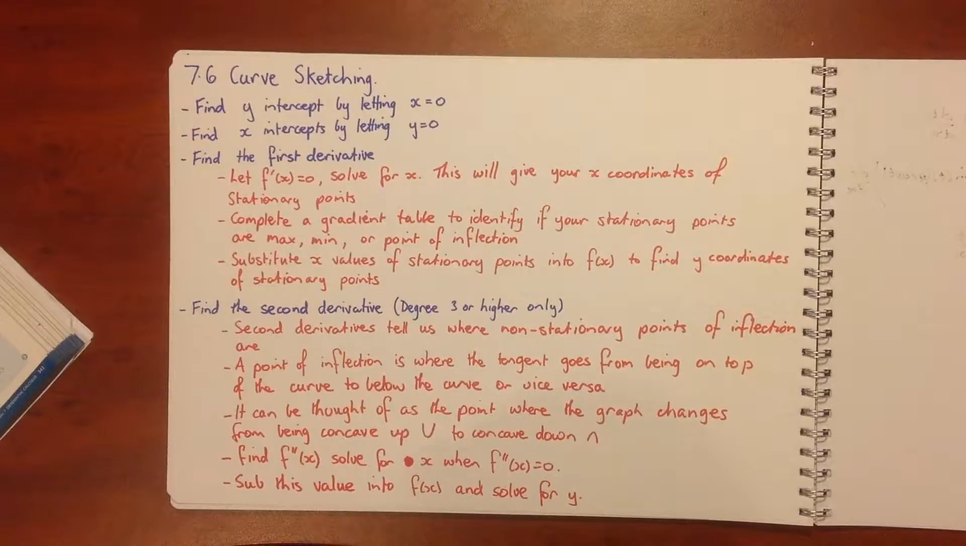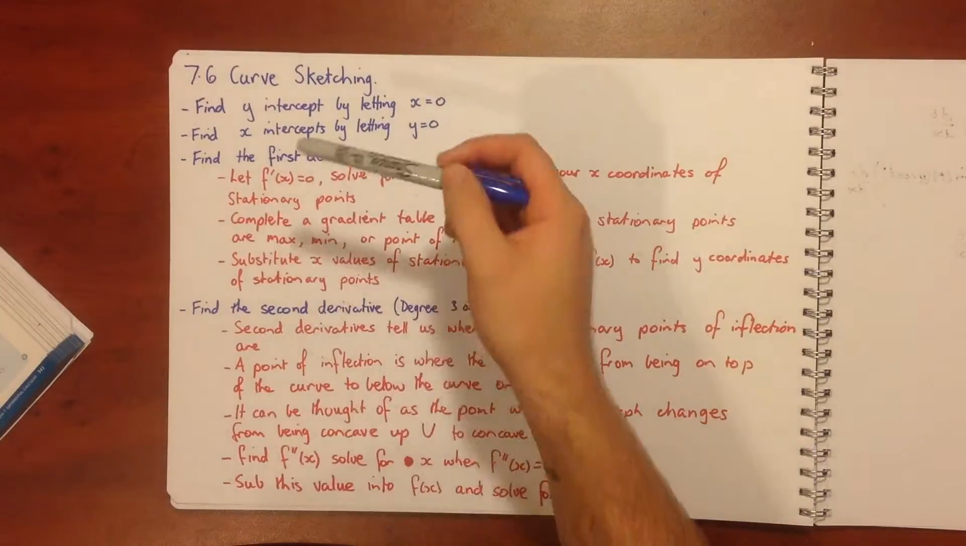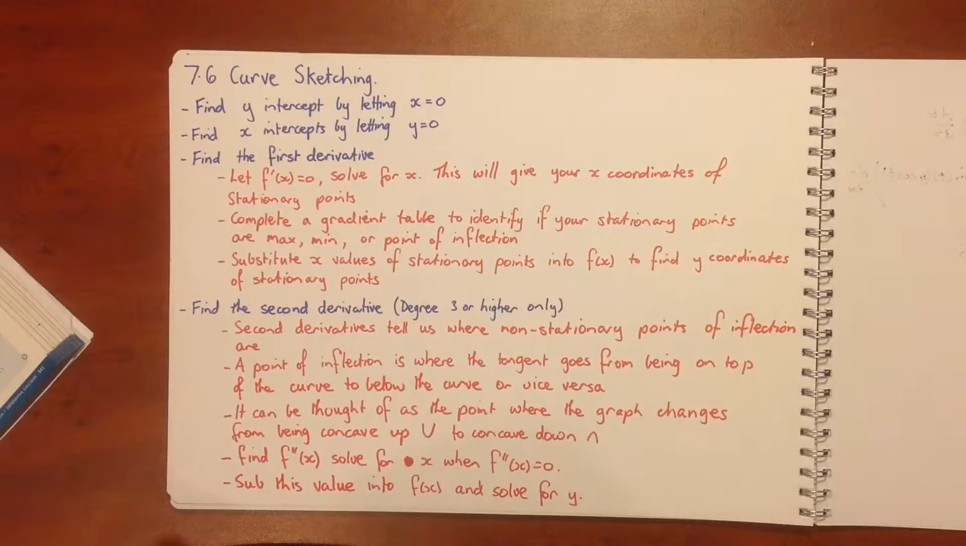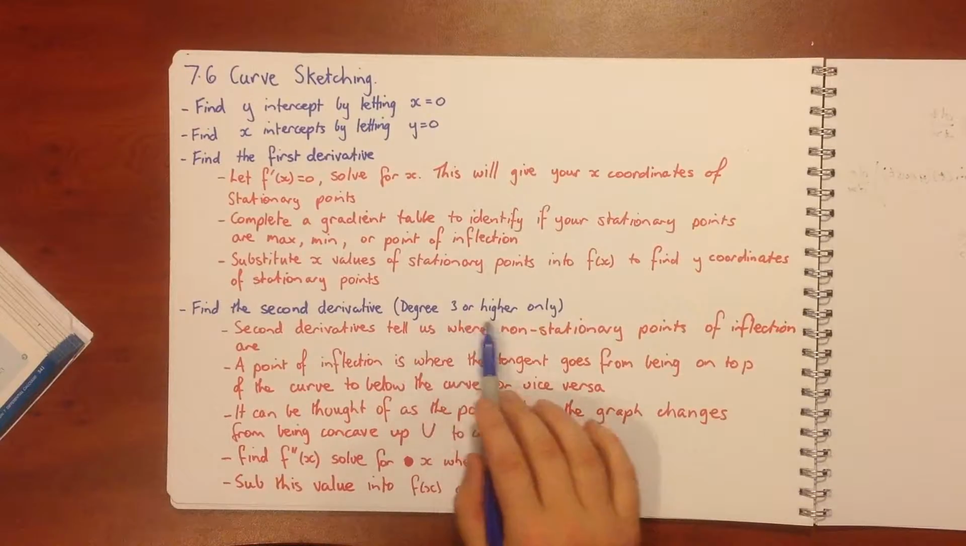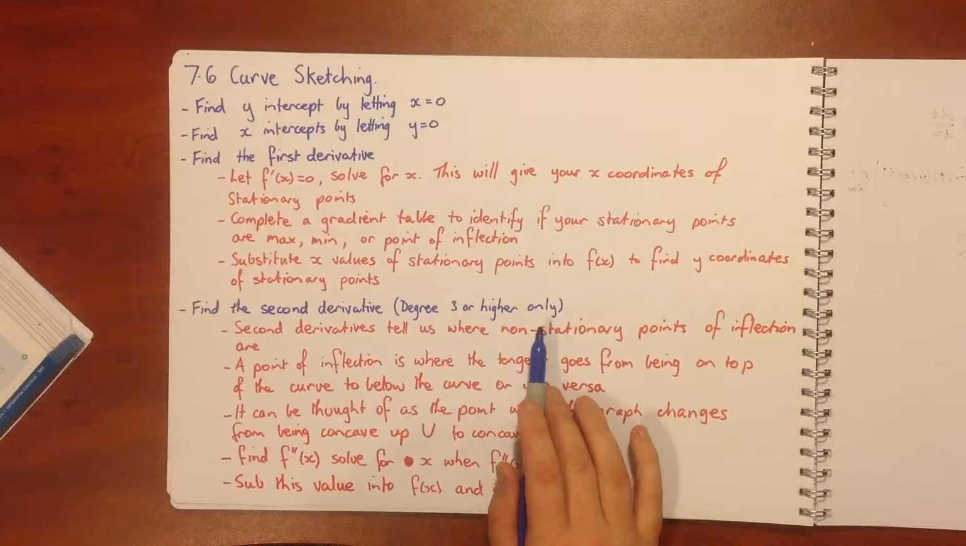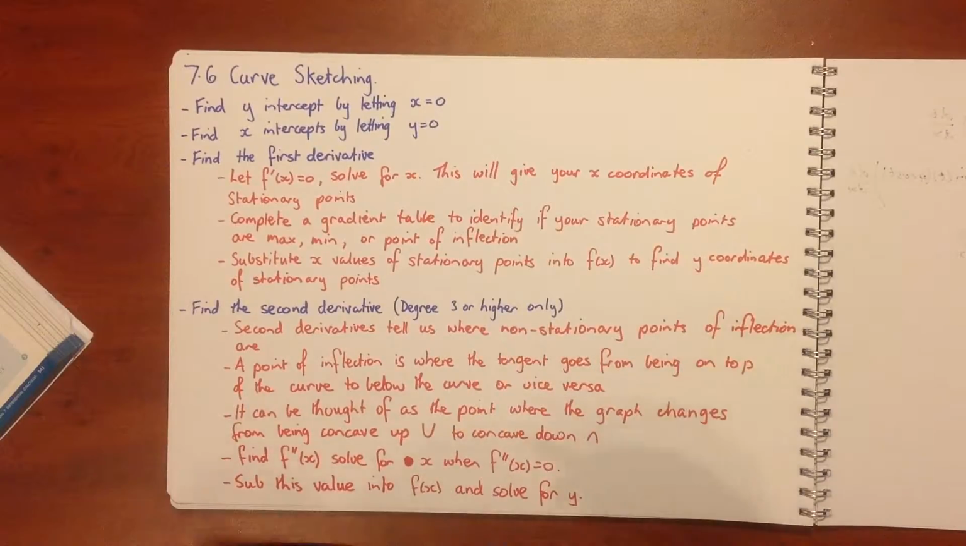We need to complete a gradient table to identify if your stationary points are a max, min, or stationary point of inflection. We need to substitute these x values of the stationary points back into our original function f of x to give us the y coordinates of our stationary points. We need to find the second derivative, and this is only if we're degree 3 or higher for our polynomials. For our trig functions, things like that, we can still do it.